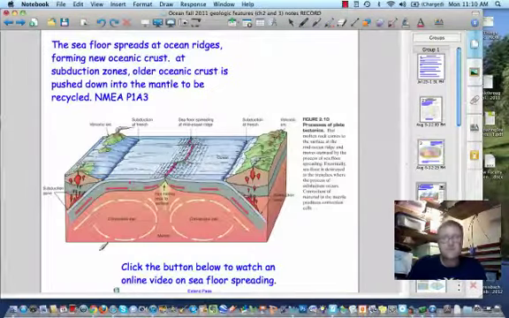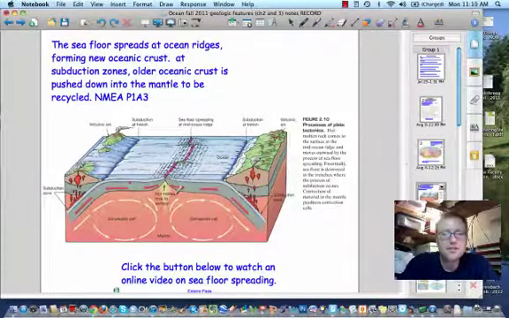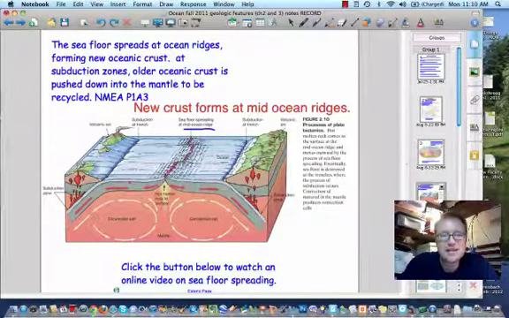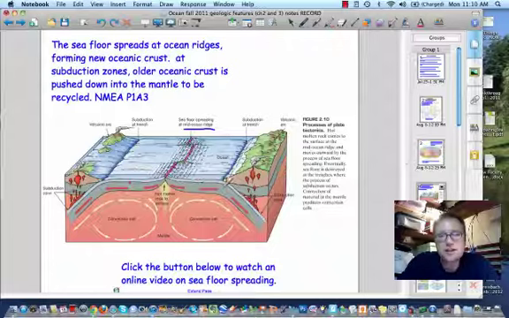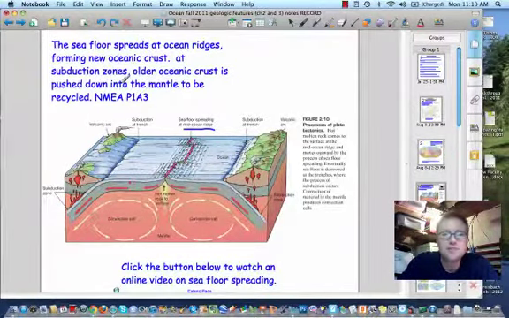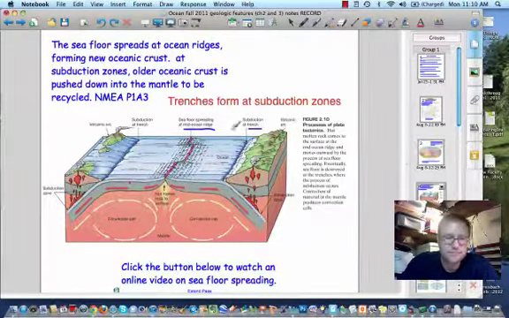Okay, so key idea. Our seafloor is spreading apart at what we now know as these mid-ocean ridges. And where this occurs, there is new crust forming. As the plates split apart, magma comes up, cools, and creates new ocean crust. And then, as the plates move along, eventually this plate will be pushed underneath another plate. And where this plate is pushed underneath another plate, it's called a subduction zone. And where you have a subduction zone, you have trenches.